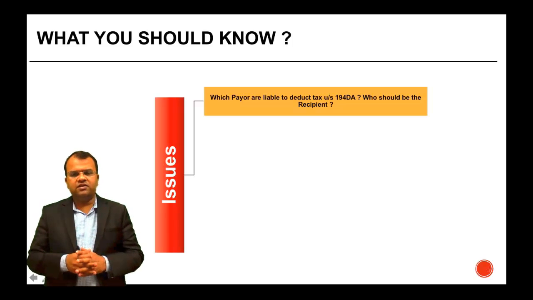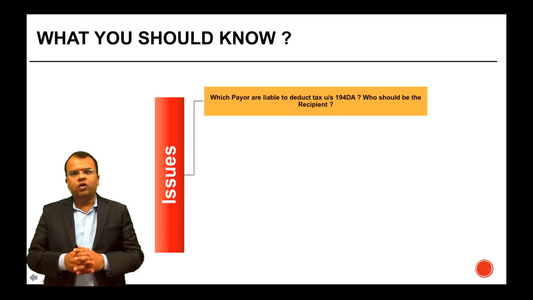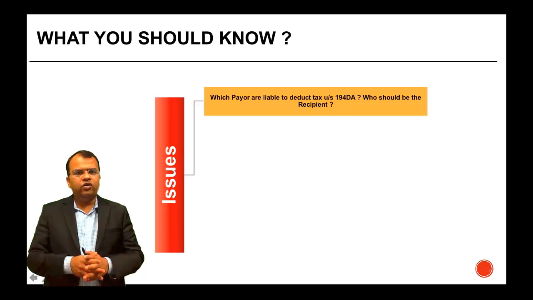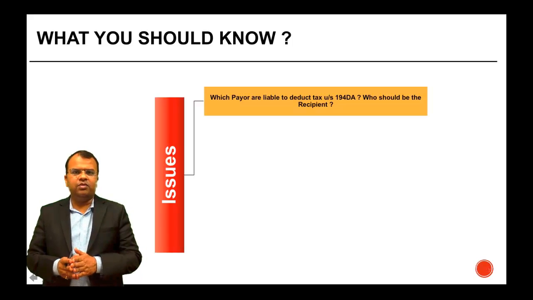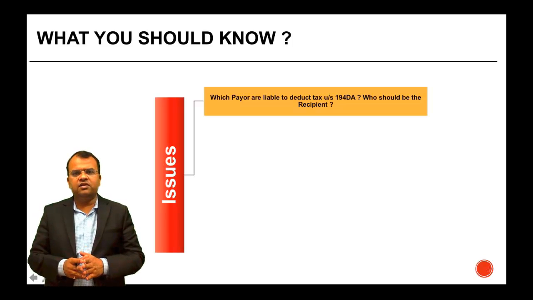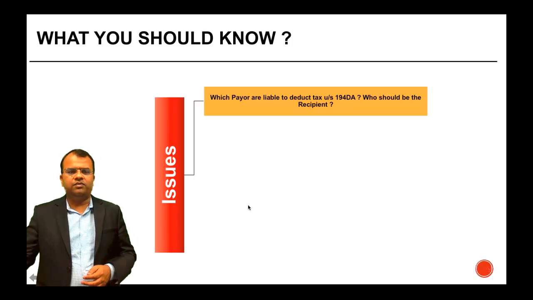Whether it's a non-resident, whether it's a resident. Secondly, who should be the recipient of payment? Is 194DA applicable if the payment is made to a resident? Is it applicable if the payment is made to a non-resident? Or is it applicable if payment is made to either of them?